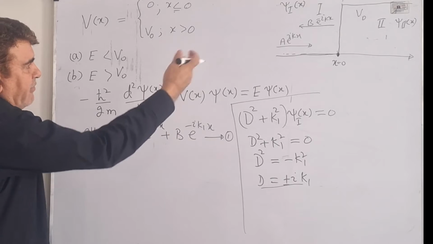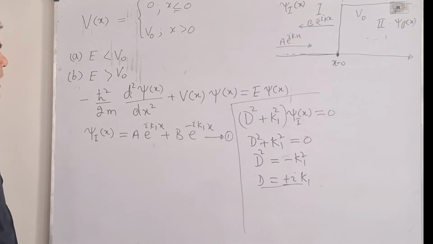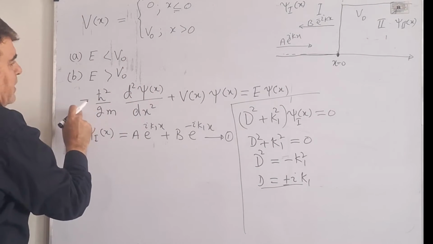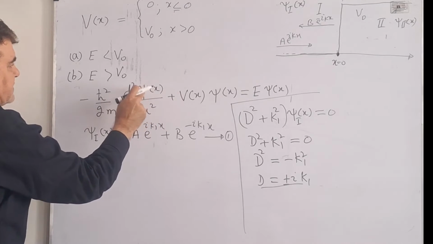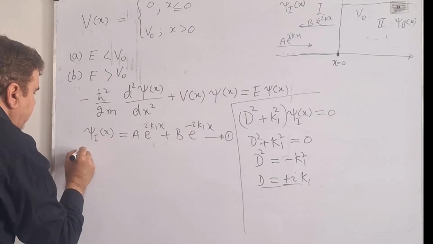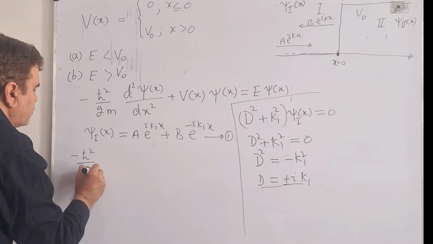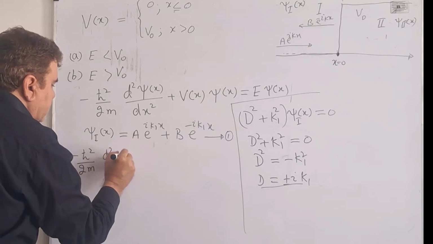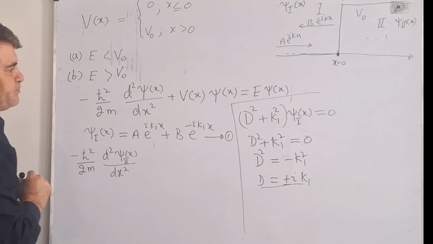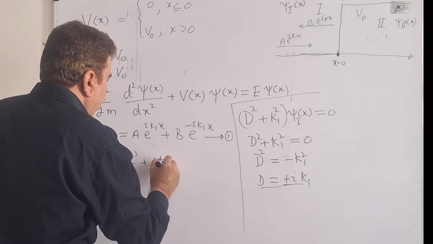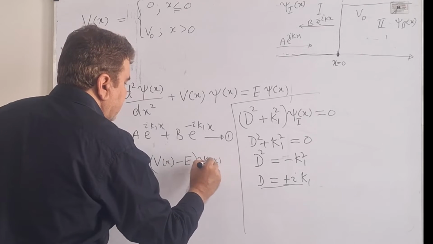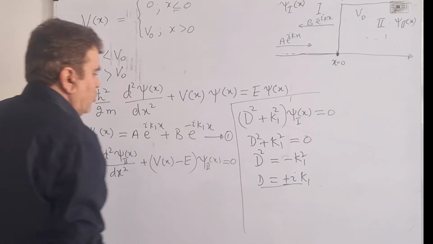And I will come to that after I find the solution in the second region. Now, if I write the Schrodinger wave equation for the second region, I can put this into the form of minus h bar squared divided by 2m, d squared psi of x in region 2 divided by dx squared, plus V of x minus E, psi of x in region 2 equals 0.